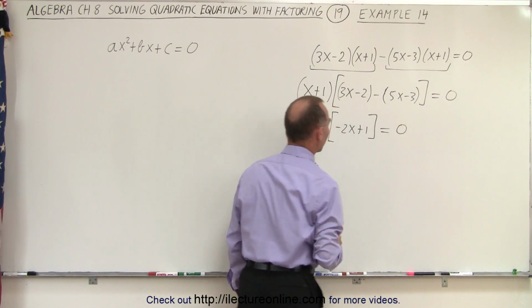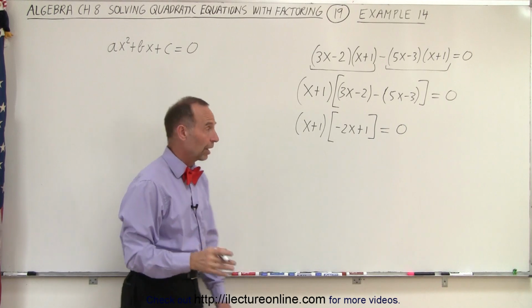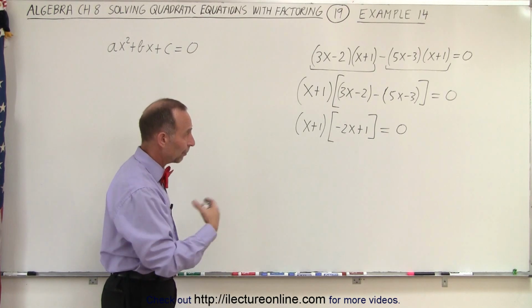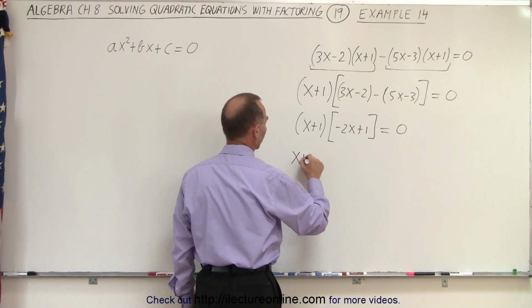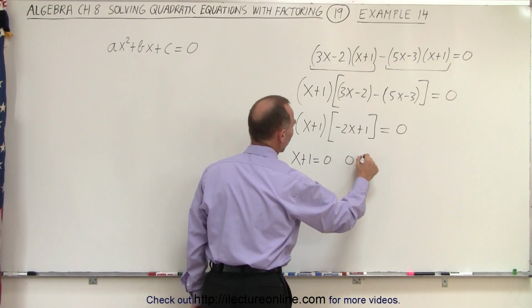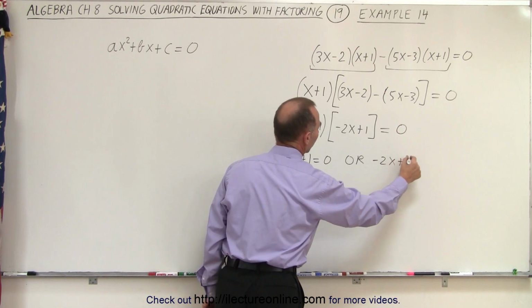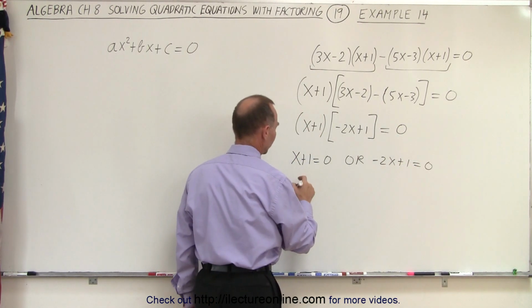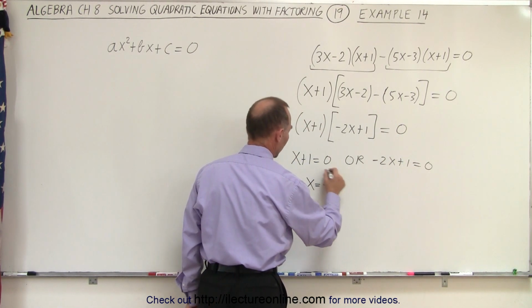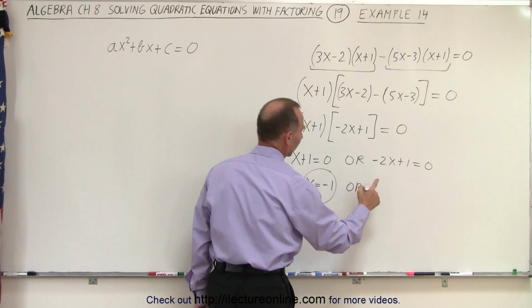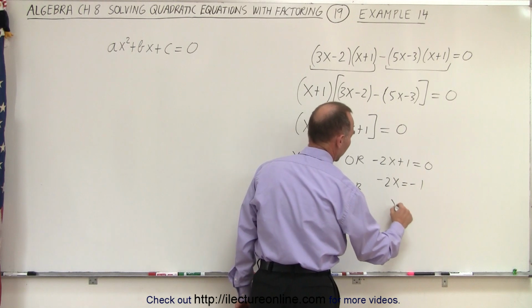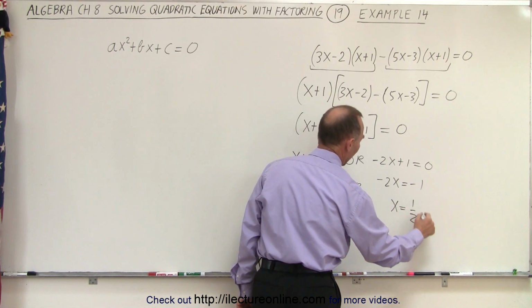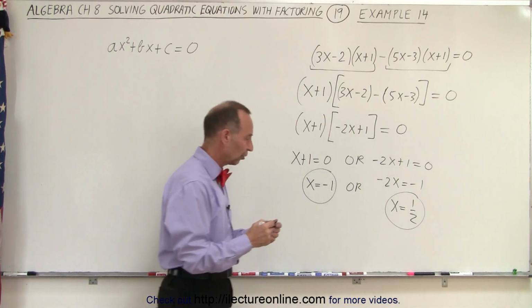Now we realize we have the product of two binomials, and that product equals 0, so therefore we can conclude that x plus 1 equals 0, or minus 2x plus 1 equals 0. In the first case, x equals negative 1 is the possible solution. The second case, minus 2x equals minus 1, or x equals 1/2 as the other possible solution.